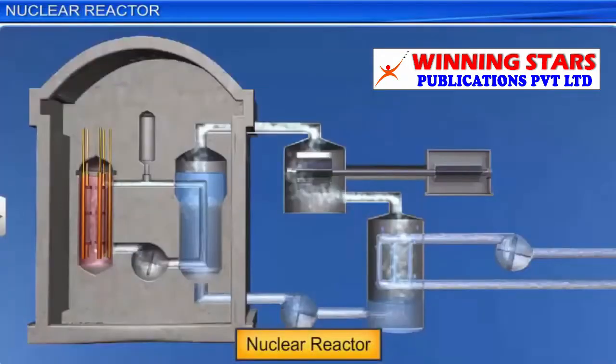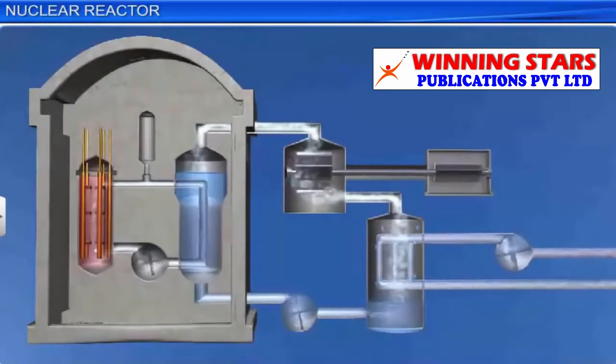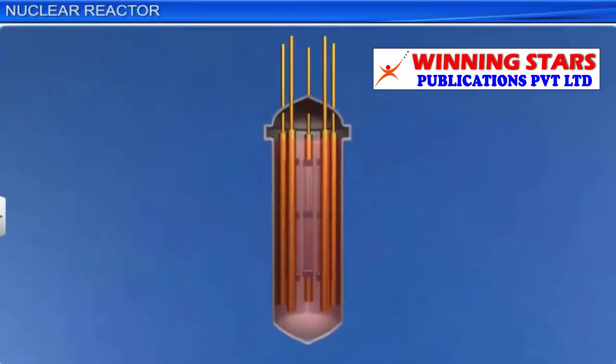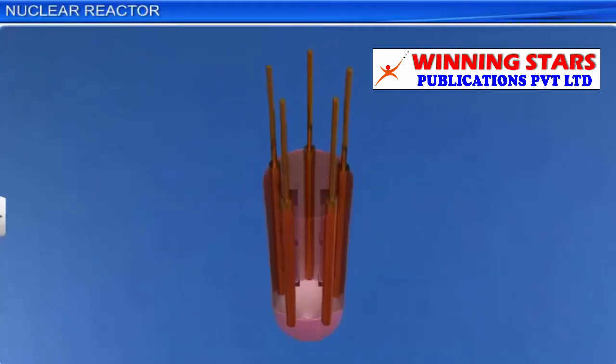A nuclear reactor is a device in which a steadily controlled fission reaction takes place. Let us now study about the design and working of a nuclear reactor with uranium as the fissionable material. Uranium is taken in the form of cylindrical rods. These rods are arranged in a regular pattern within the active reactor core.